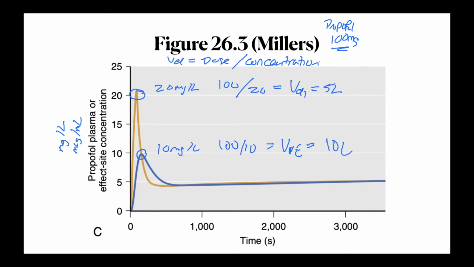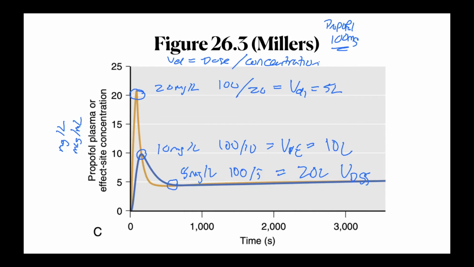And finally, you've got the volume of distribution at steady state. So here, that's about 5 milligrams per liter. So 100 divided by 5 equals 20 liters. And that equals the volume of distribution at steady state.